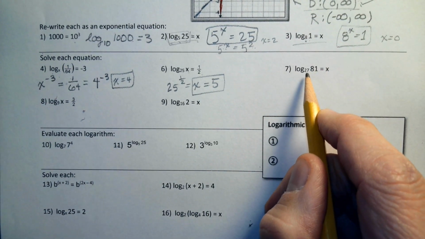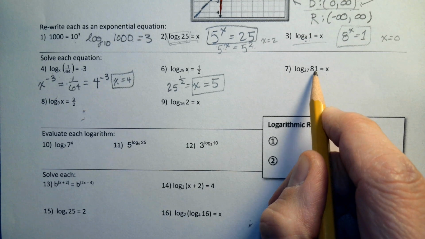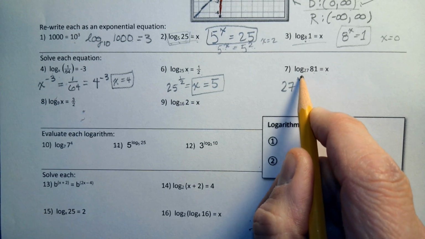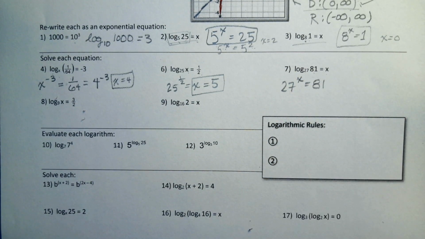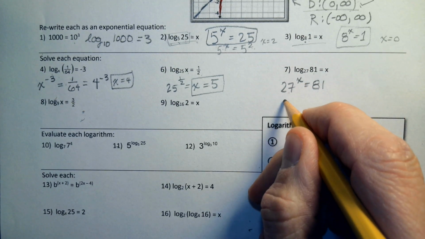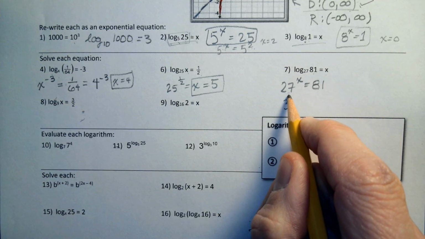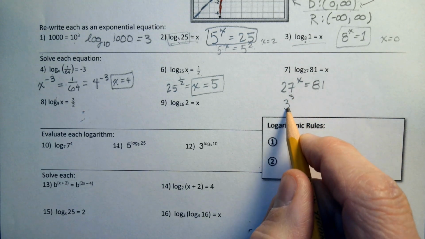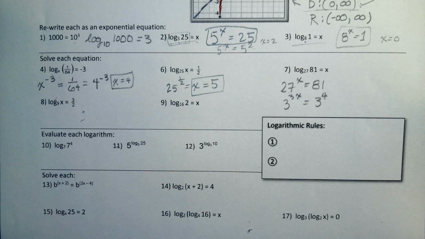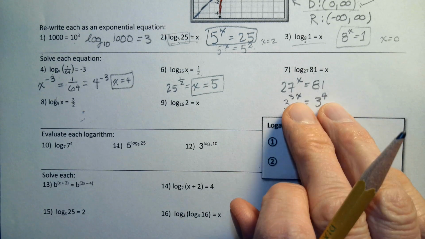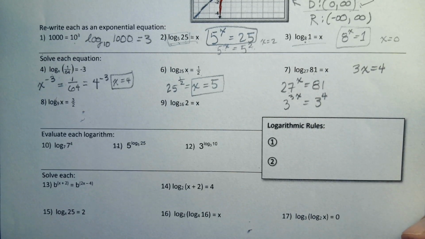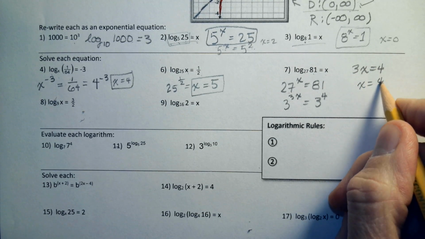All right, 27 raised to the x power equals 81. Now, I can't really figure out what x is, but if we could make these bases the same, I think we could say 3 cubed is 27. So 3 raised to the 3x equals 3 to the 4th. The bases are the same, so we can make the exponents equal. 3x equals 4. And so x equals 4/3.